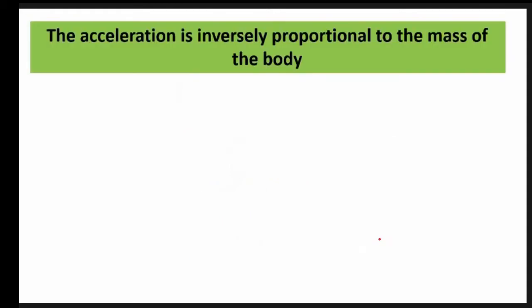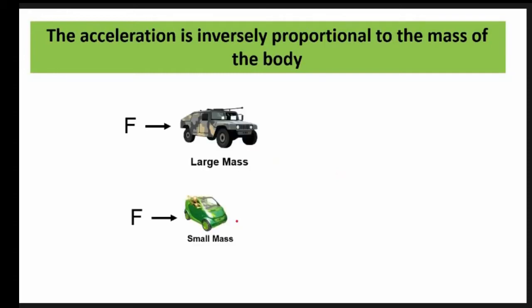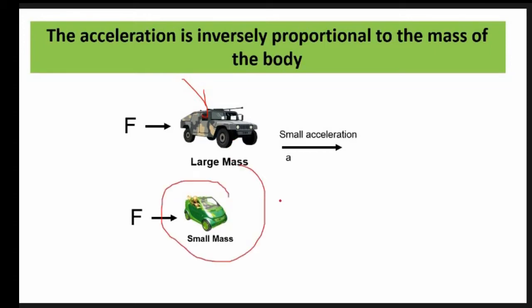And then what do I mean by the acceleration is inversely proportional to the mass of the body? So with the same engine, for example, with these cars here, they have the same engine. This car here has a large mass, and then it would have smaller acceleration. And with the same engine, this car here would have a larger acceleration.